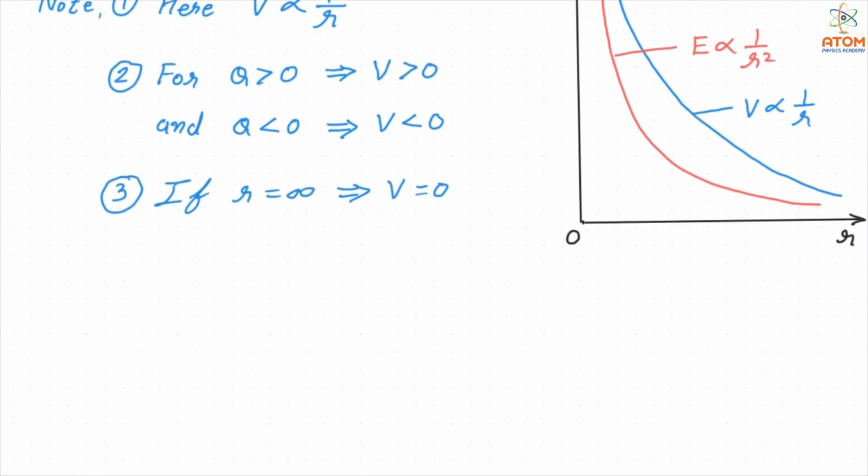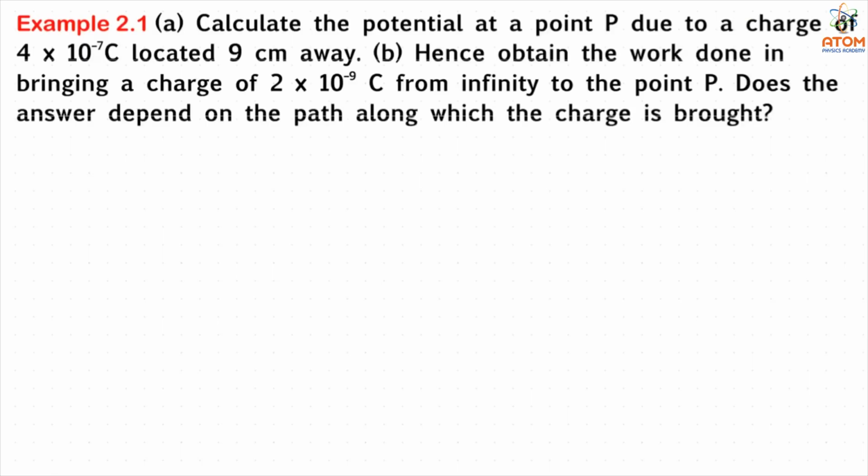Now let me create some space for illustration number 2.1. Here is example 2.1. A. Calculate the potential at point P due to a charge of 4 into 10 raised to minus 7 coulomb located 9 centimeter away. B. Hence obtain the work done in bringing a charge of 2 into 10 raised to minus 9 coulomb from infinity to the point P. Does the answer depend on the path from which the charge is to be brought or not?